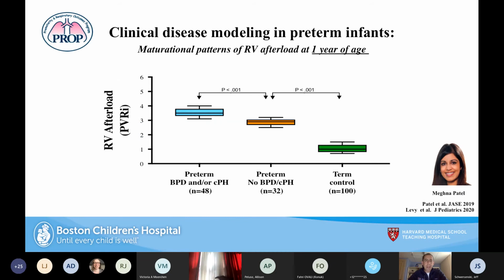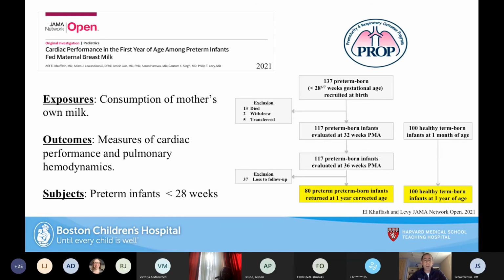What was more fascinating is that at 1 year of age, all preterm infants, so the preterm infants with no lung disease, no heart disease, highlighted in orange, and the preterm infants with lung disease or heart disease, highlighted in blue, had higher pulmonary vascular resistance compared to all term infants at 1 year of age, irrespective of how they were clinically doing. This really provided us some insight that preterm infants, even out to 1 year of age and potentially beyond, are not normal.